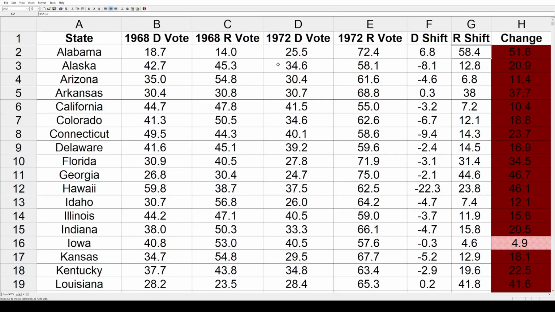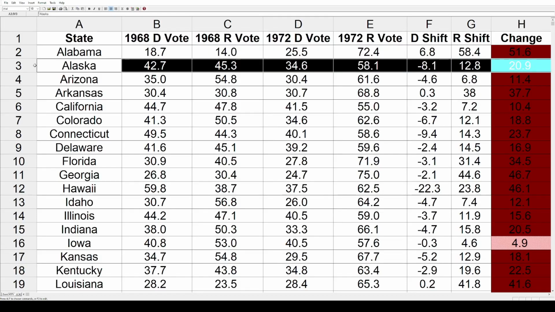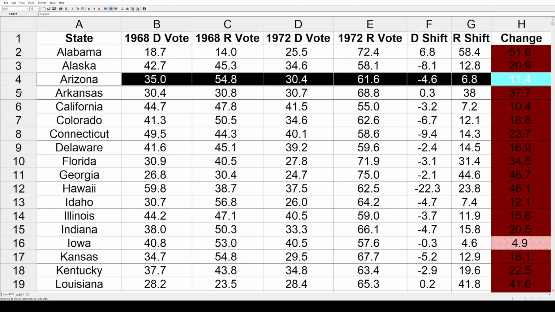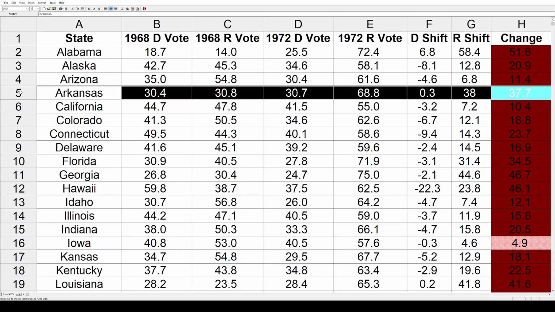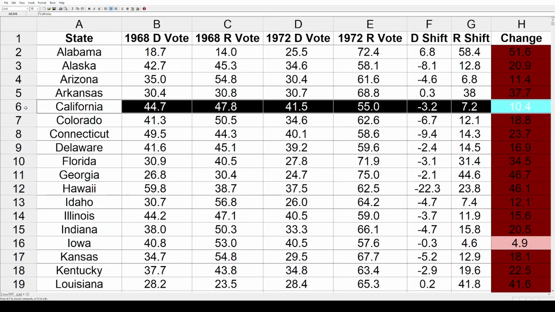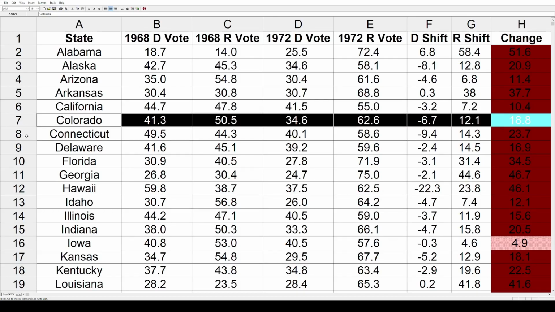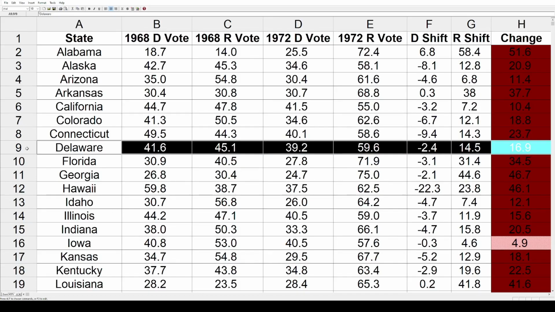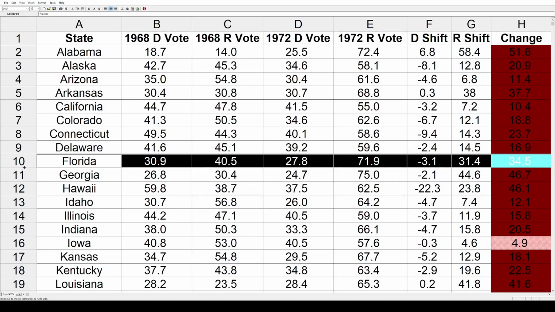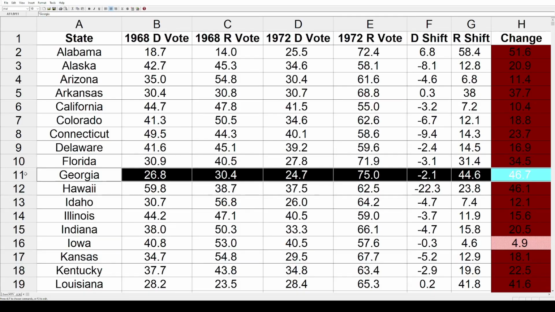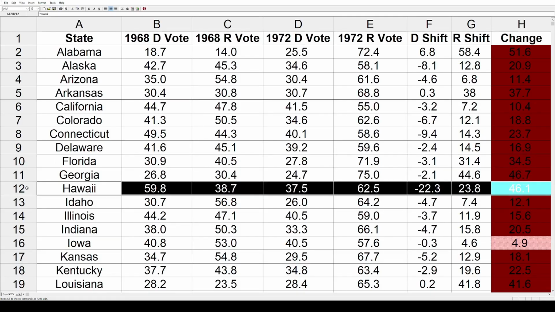So now we can quickly go through the rest of these states, and they are going to be all toward the Republicans unless otherwise noted. Alaska got redder by 20.9, Arizona 11.4, Arkansas a big 37.7, California 10.4, Colorado 18.8, Connecticut 23.9, Delaware 16.9, Florida 34.6, Georgia even stronger 46.7, Hawaii surprisingly had a similar margin of 46.1.